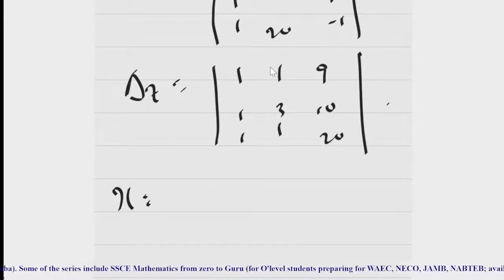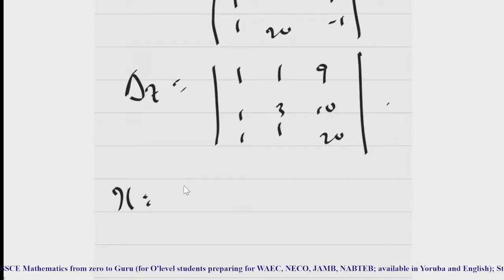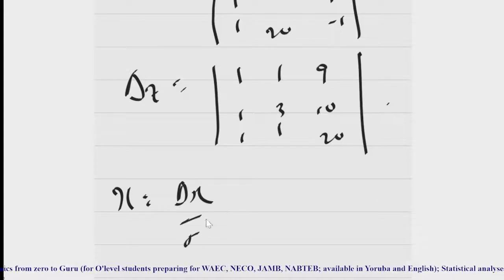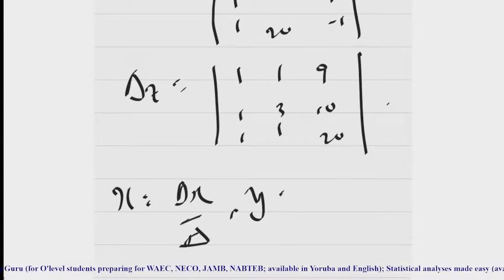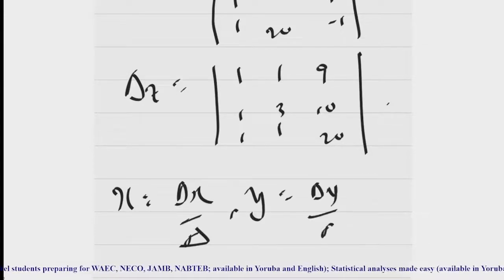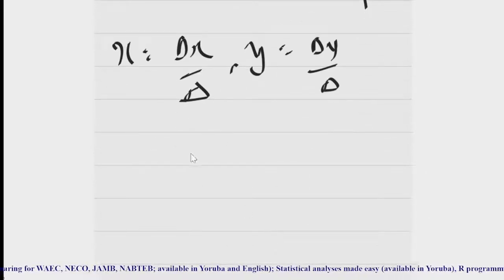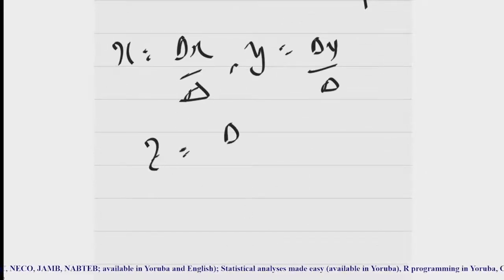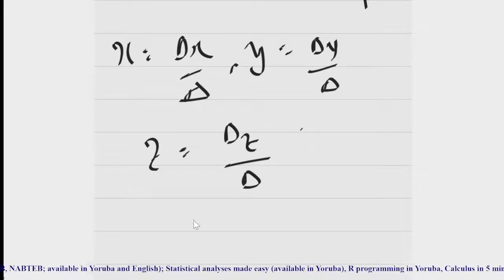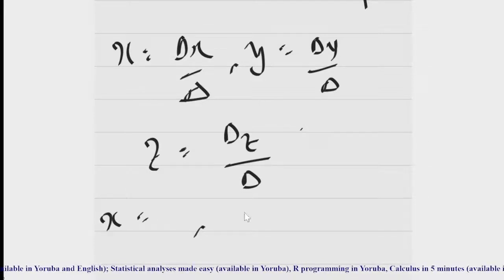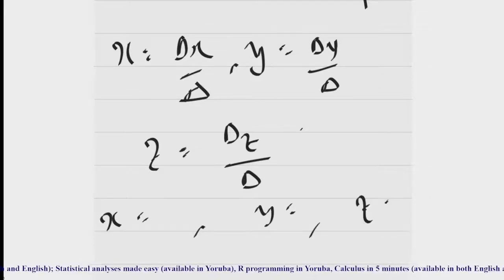You know how to find the determinant. If you don't know how to, refer to my video on determinant. Then your x will now be what? dx over d. Your y will be dy over d. And your z will be dz divided by d. So that will give you your x, your y, and your z. So I challenge you to calculate it and put your answer in the comment section. You see, it is very simple.